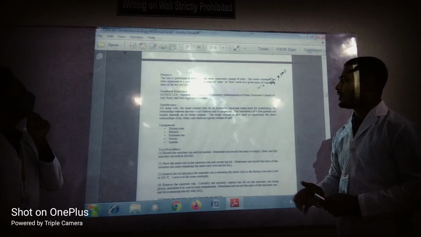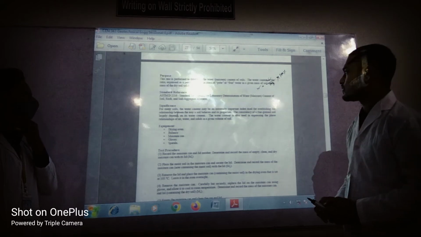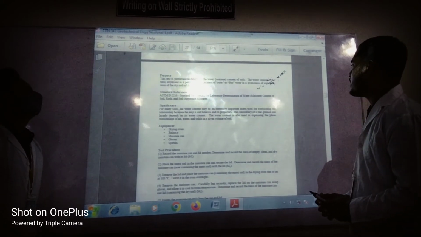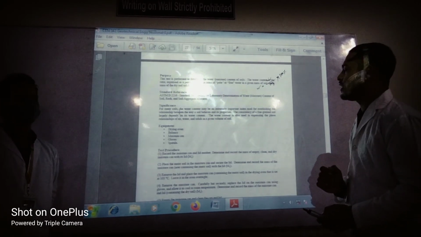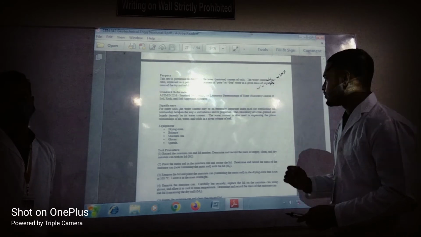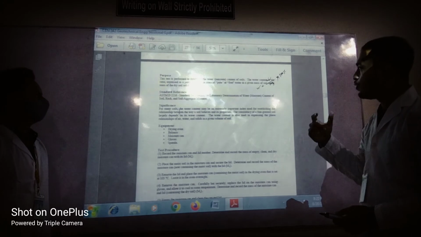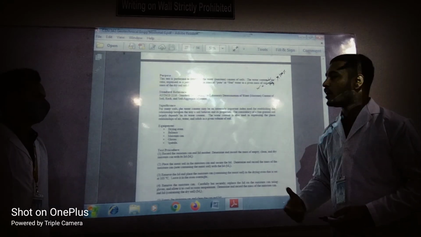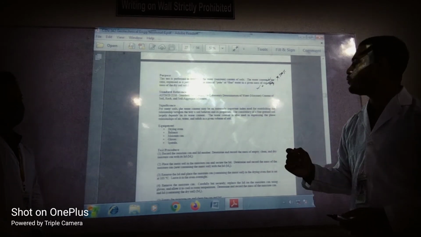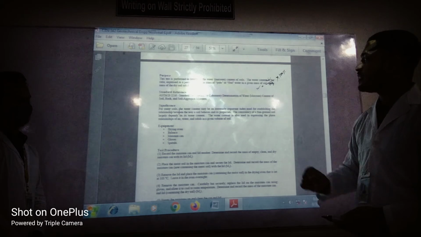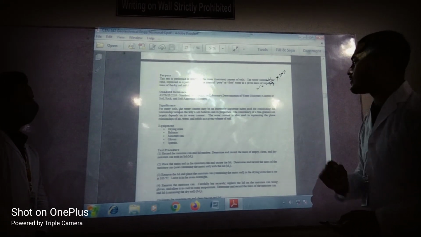Then our next topic is the standard reference ASTM D2216, a standard test method for laboratory determination of water content of soil, rock, and soil aggregate mixtures. When we do this experiment, we need a reference. So here ASTM D2216 is the reference. Here ASTM full form is American Society for Testing and Materials.